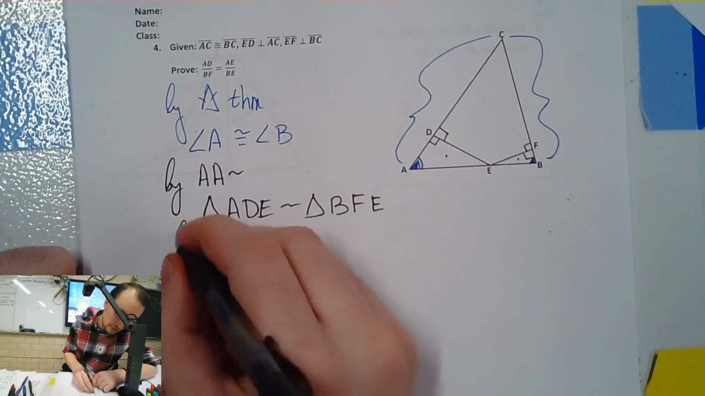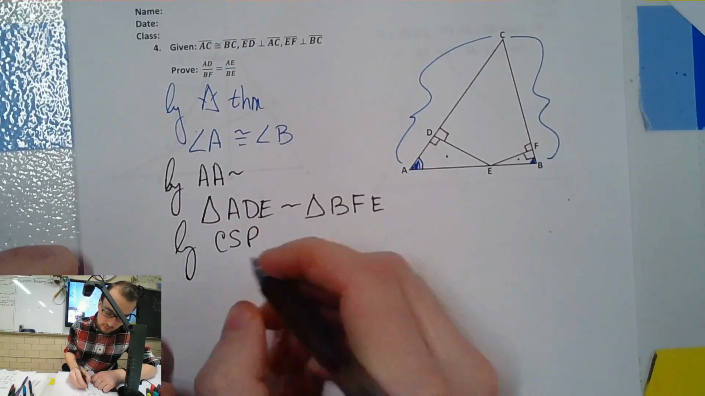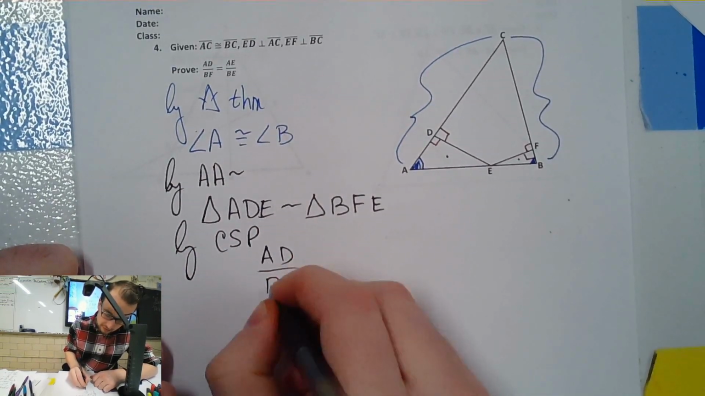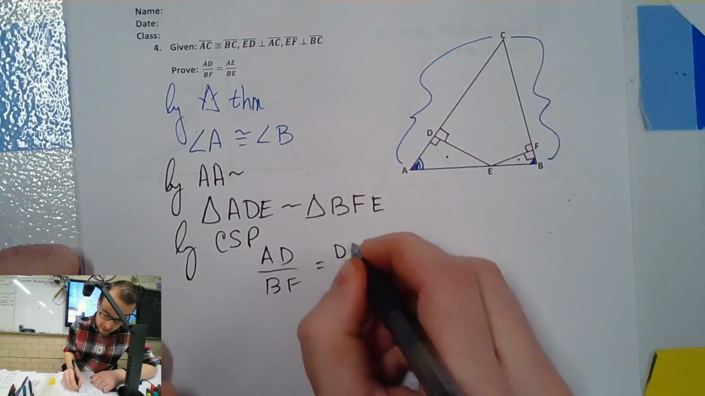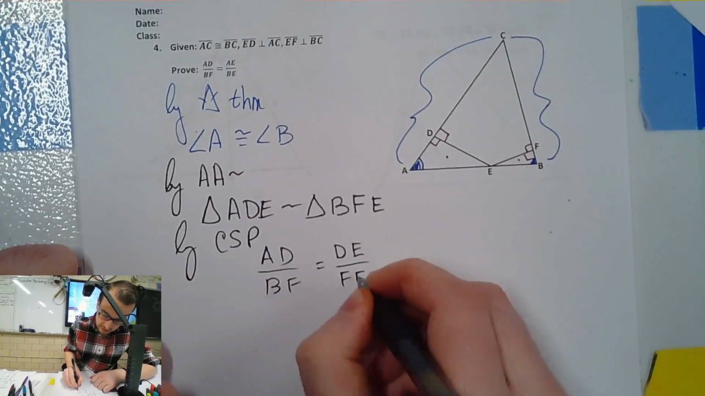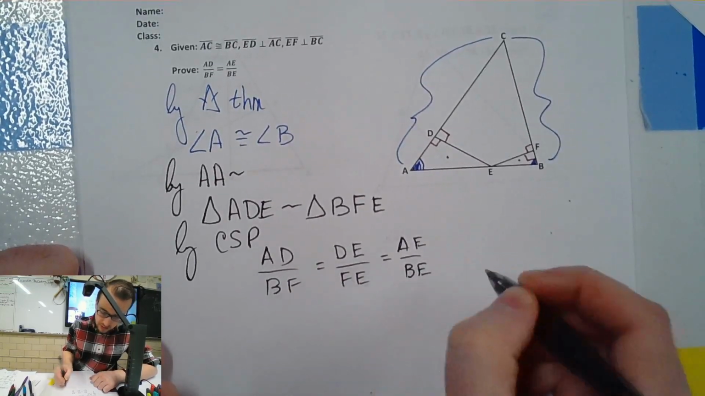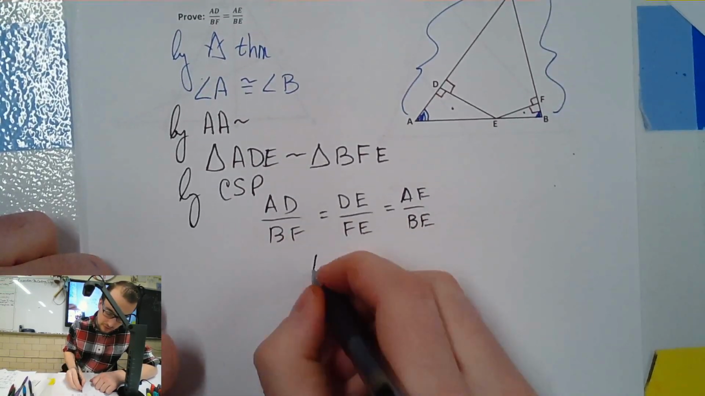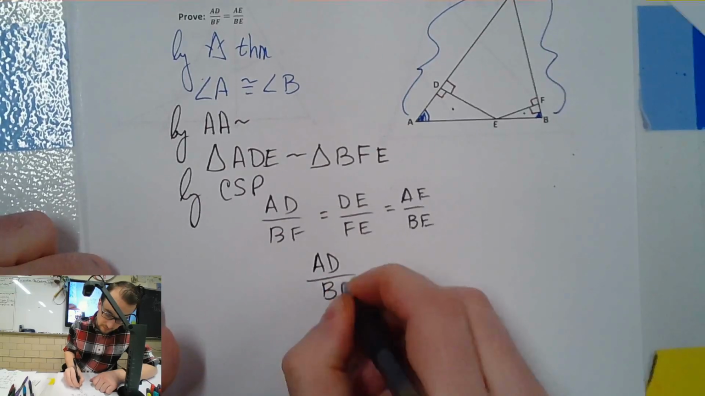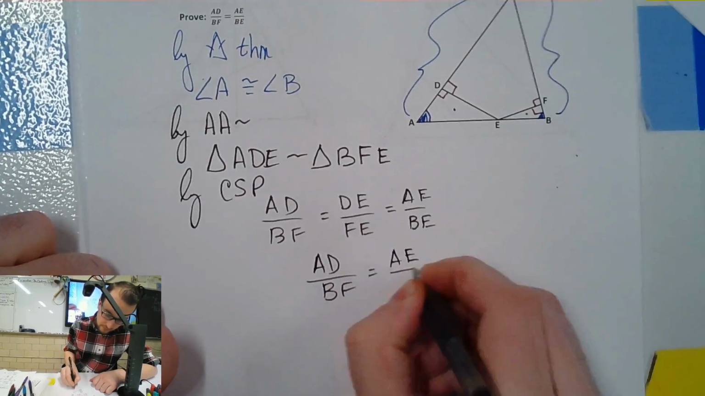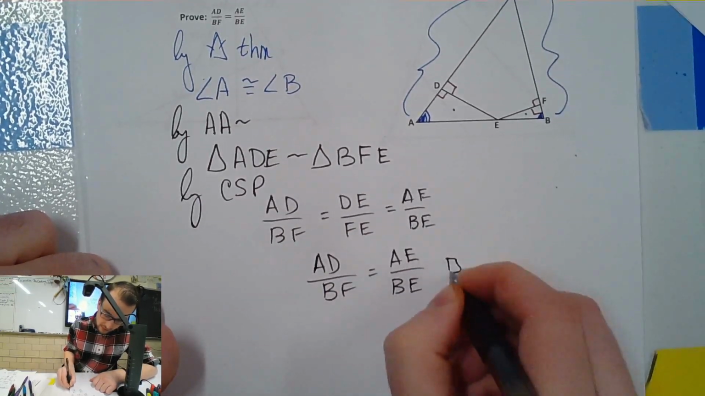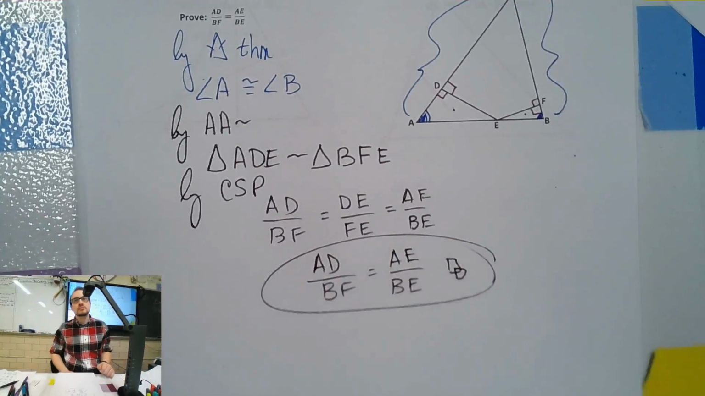Now we're going to get the parts. By CSB, AD should go with BF. And DE should go with FE. And AE should go with BE. Which ones do we care about? The first and the third. And we're done. Wow, I was so fast.